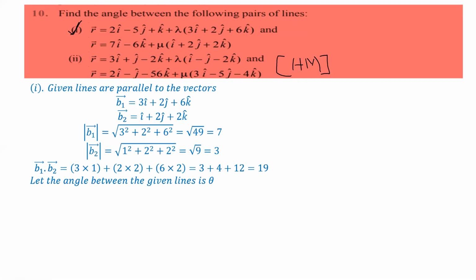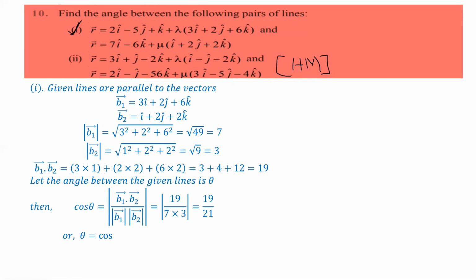So write down the value of cos theta is given by 19 upon 21. So theta is cos inverse 19 by 21. Find their mod value, then its dot product, and then find the value of theta. That is the angle between these two lines.